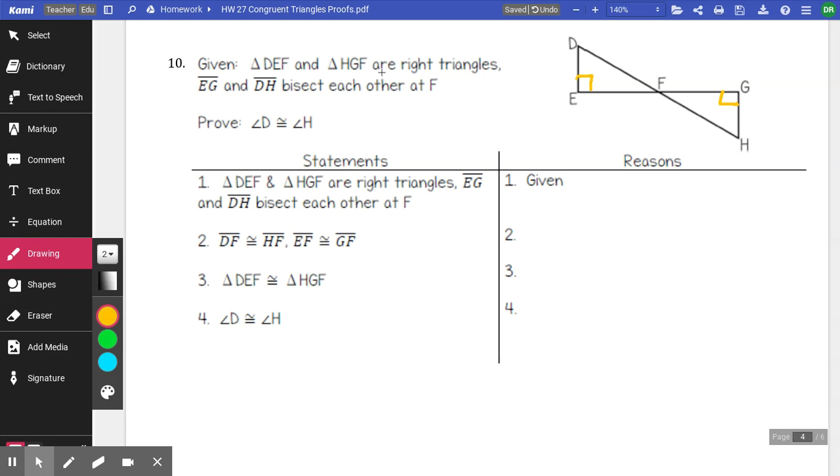So we also have a given piece of information that says EG and DH bisect each other at F. And so what that means is these two segments are cutting each other in half, meaning they are both being broken into two equal pieces.